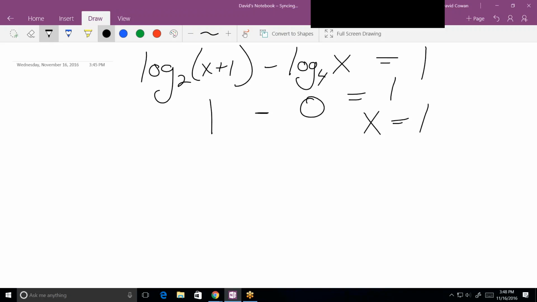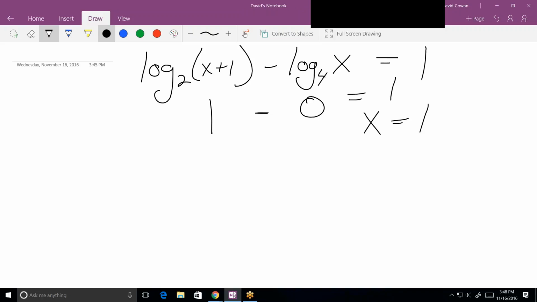And there's not going to be any other solutions because I cannot let x equal 0. That would violate the domain. You see why that would violate the domain? Yeah, because of log base 4. You cannot take the log of 0. I could try some x's that are higher.